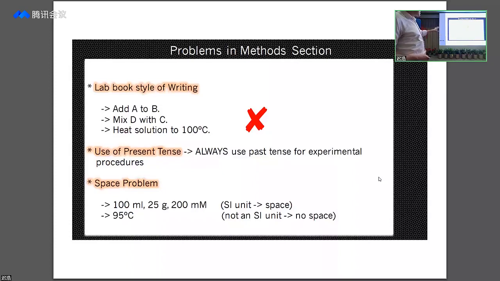Space problem. This is confusing. So if you have SI units like milliliter, gram, millimolar, you have to have a space. If you have these non-SI units like degrees Celsius, no space. Yeah, please make sure you remember that.